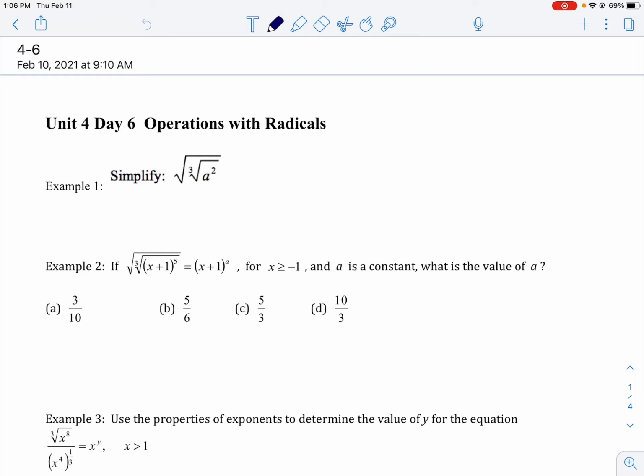Hello everybody, Unit 4, Day 6. Now we're bumping up our skills here, right? We're doing operations with radicals.